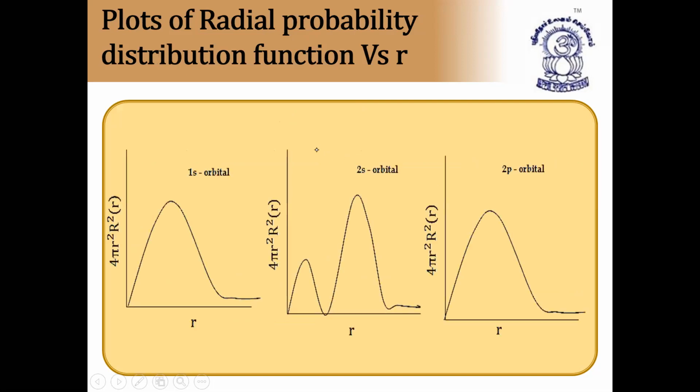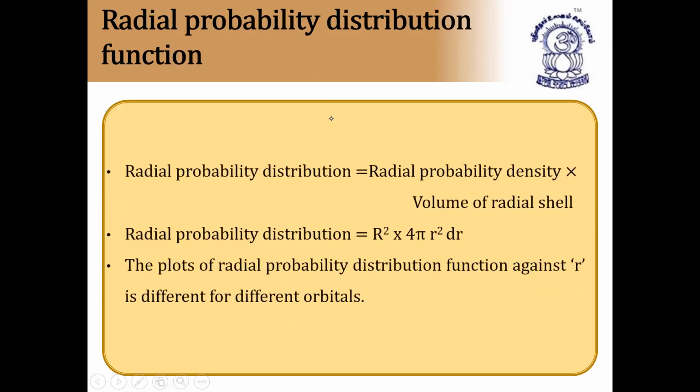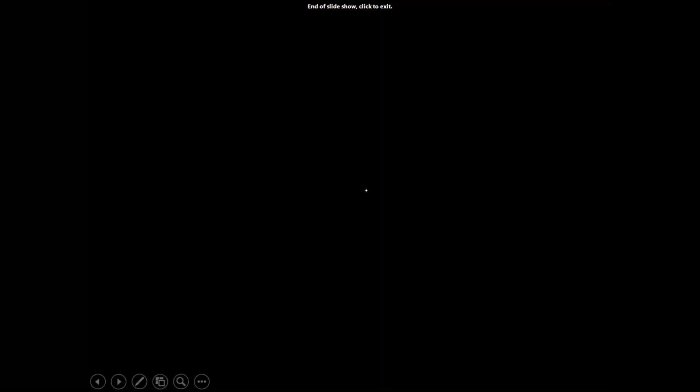These graphs, as I already told you, are important for 1s orbital, 2s orbital, and 2p orbital. The 4 pi r square graph for 1s, 2s, and 2p orbitals are the most important. You have to remember them because in the examination they ask the radial distribution curve for 1s, 2s, 2p, 3p, and 3d also. So radial probability distribution is equal to radial probability density into the volume of the radial shell, that is, into 4 pi r square dr. The plots of the radial probability distribution function against r are different for different orbitals. Next, no need to think more about this.